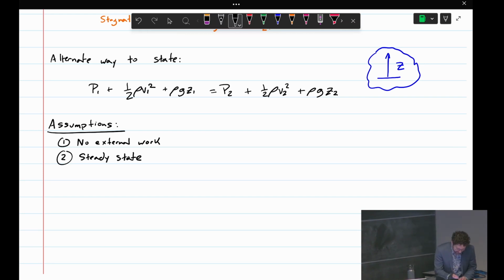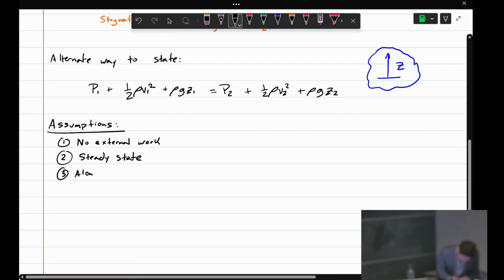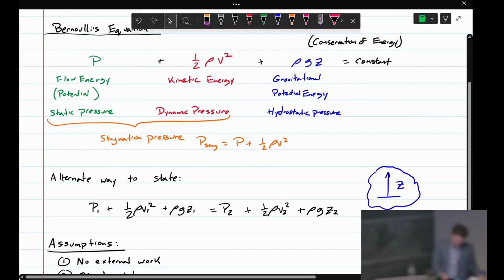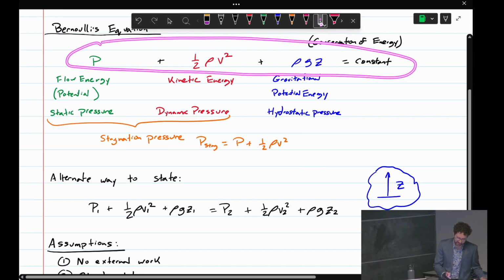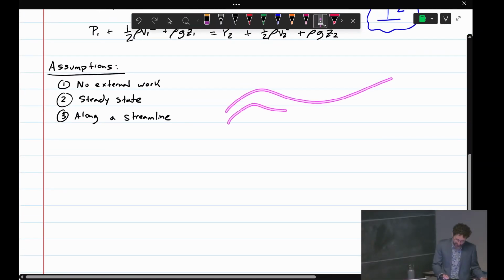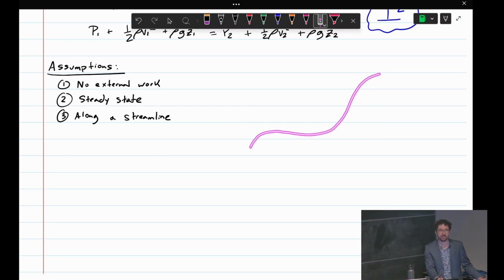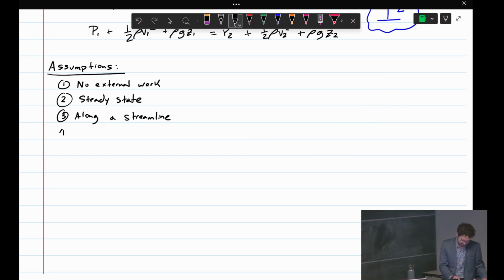Along a streamline, okay. Good. Along a streamline means that this summation is constant only along a streamline. In a flow, you might have different streamlines that do this, and the summation is only constant along one of those streamlines. So in a fluid that satisfies these assumptions, streamlines are lines of constant energy. If you go to a different streamline, there's possibly a totally different energy.